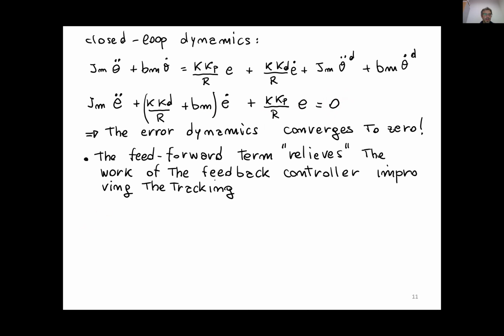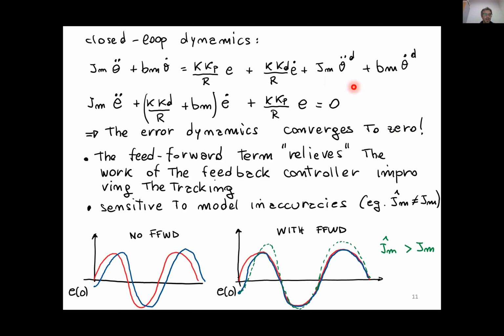This means that the feed forward term relieves the work of the feedback controller, improving the tracking, but it can be sensitive, for example, to model inaccuracy. For example, if the inertia of our motor is not known properly, it's misestimated, or even if the friction has an error of 20%, then we will still have some residual terms here that prevent the tracking error from being 0.